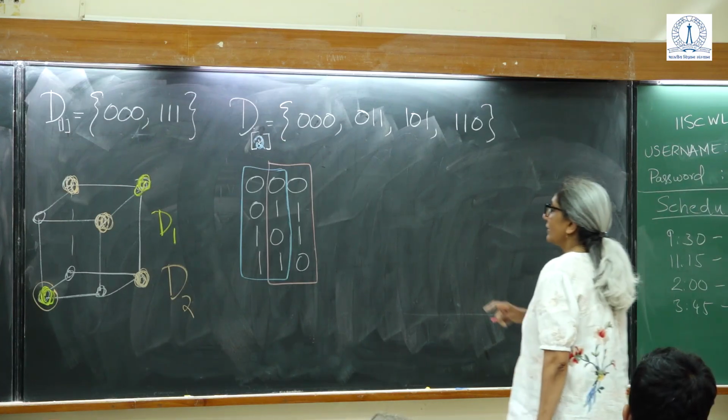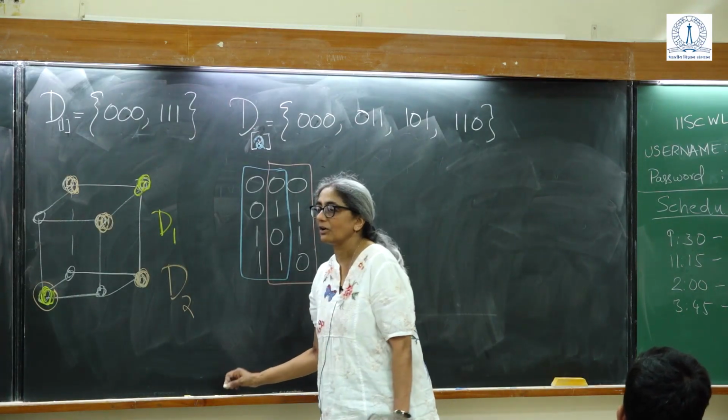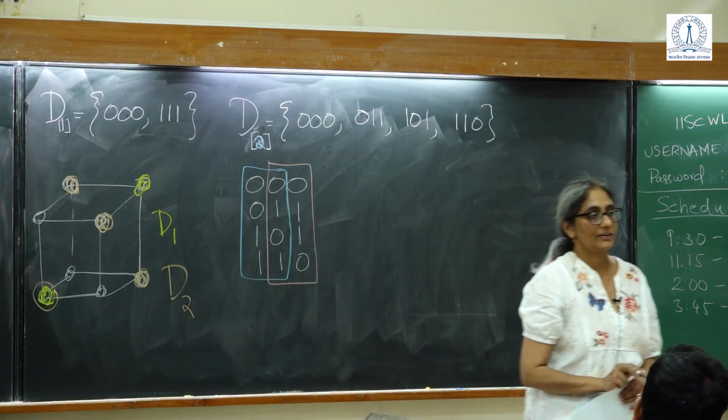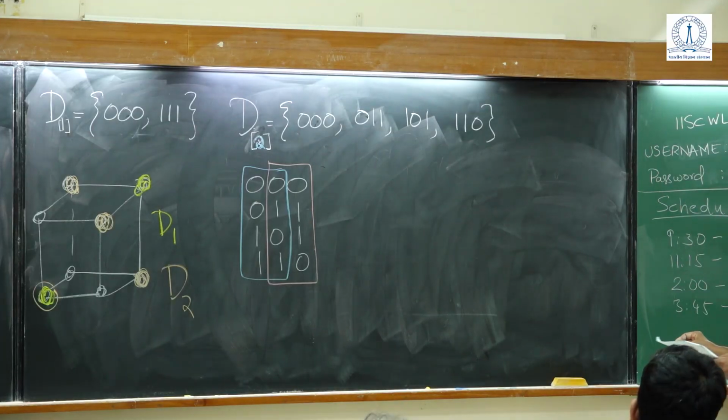So these kinds of arrays of 0, 1 strings are called orthogonal arrays, okay? So arrays that have this property. So let me actually write the definition.